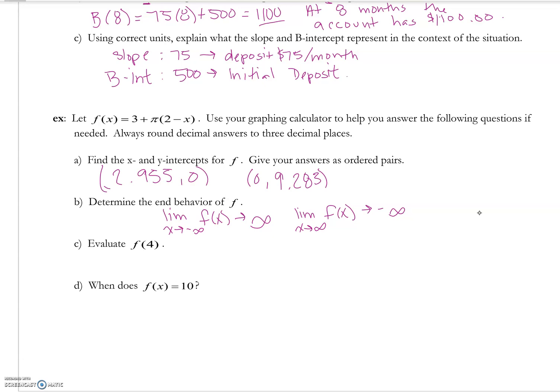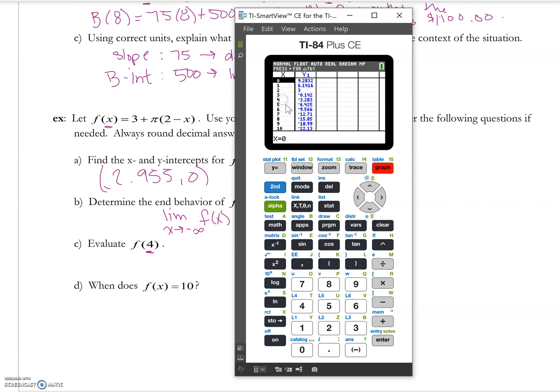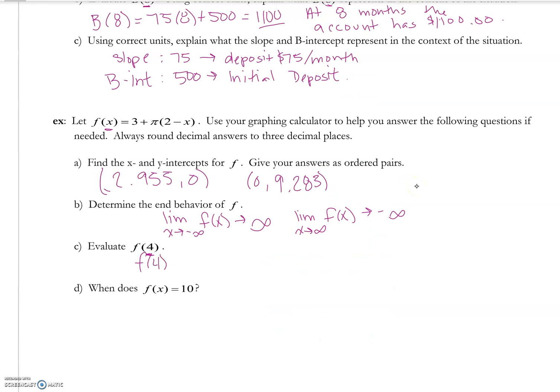I now want to evaluate f of 4. As another reminder, whenever it's inside the parentheses like this, it is an x value. So this is asking, when x is 4, what's y? If we wanted to, we could hit second trace and number 1 for value again and type in the number 4. Or another helpful tool is to use our table, which we get when we go to second graph. And if we go down to when x is 4, we can scroll over and see that the y value is negative 3.283.